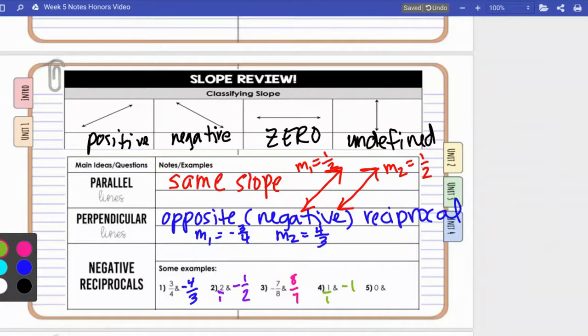And then what's the opposite reciprocal slope of 0? If you look at your picture, the opposite reciprocal slope of 0, a line that goes horizontally, has to be a line that goes straight up and down. So that's an undefined slope.